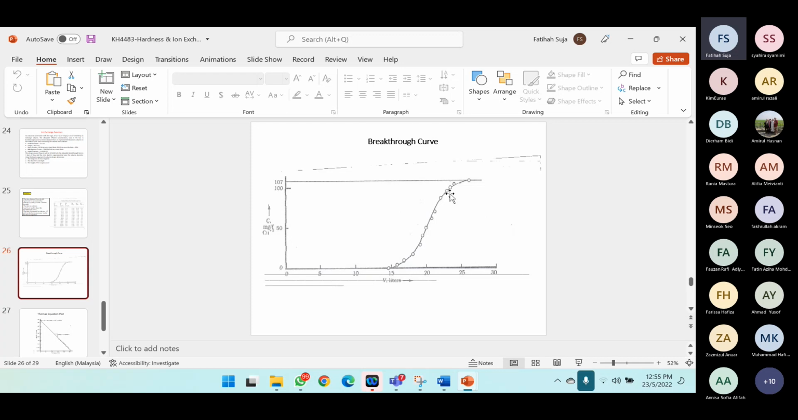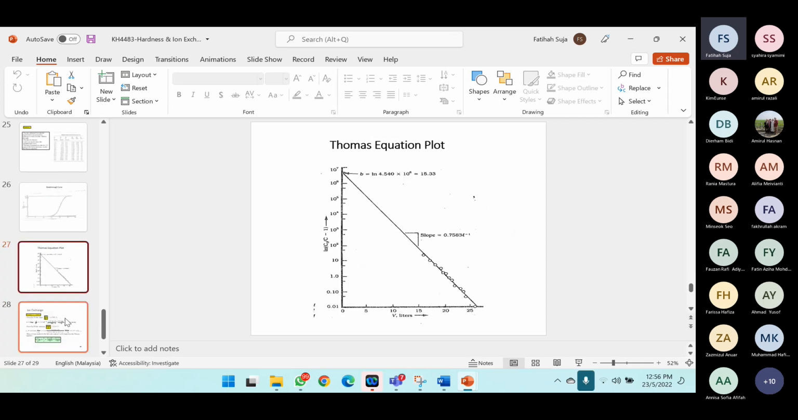And you will be able to plot the breakthrough curve, and you will know the amount of water at which the breakthrough occurs and you need to stop your operation. Okay, so after you draw this graph, you can see when the breakthrough starts and what is the time for you to really stop your operation here. Okay, and this is the Thomas equation plot.